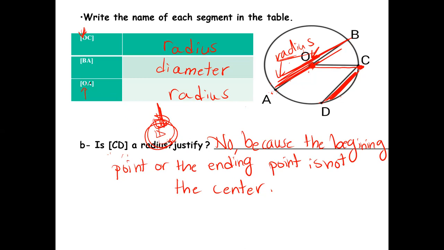OA is a radius because the beginning point is O, or AO is a radius because the ending point is O. I say radius when the beginning point or the ending point is the center. Since here neither the beginning point nor the ending point is the center, it's not a radius. But when I say why it's not a diameter, it's because it doesn't pass through the center, since we know that diameter BA passes through the center and CD doesn't pass.